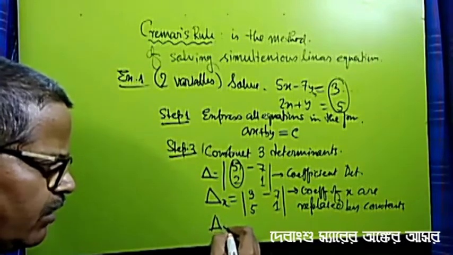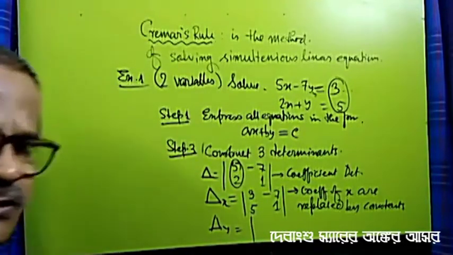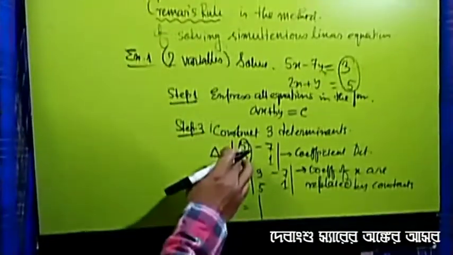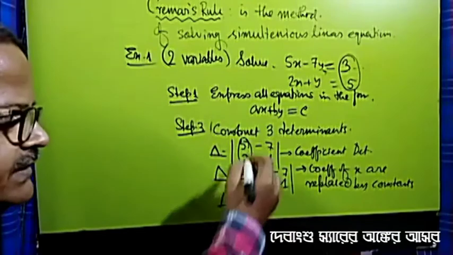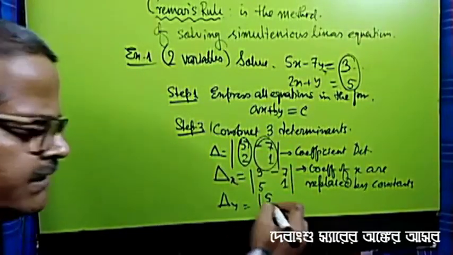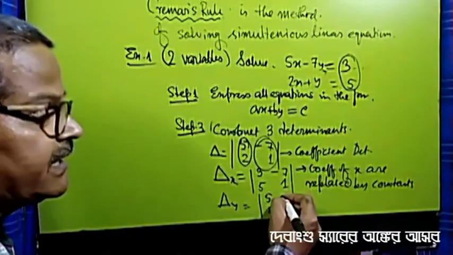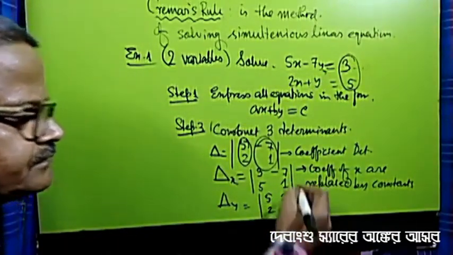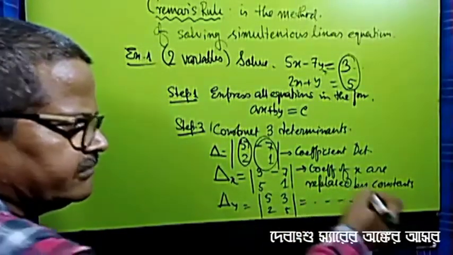Likewise, delta y: in this, the coefficients of y will be replaced. From here, not from here. From here, the coefficients of y, so minus 7 and 1. So 5 and 2 will remain unchanged. Minus 7 and 1 will be replaced by 3 and 5. That you can write.